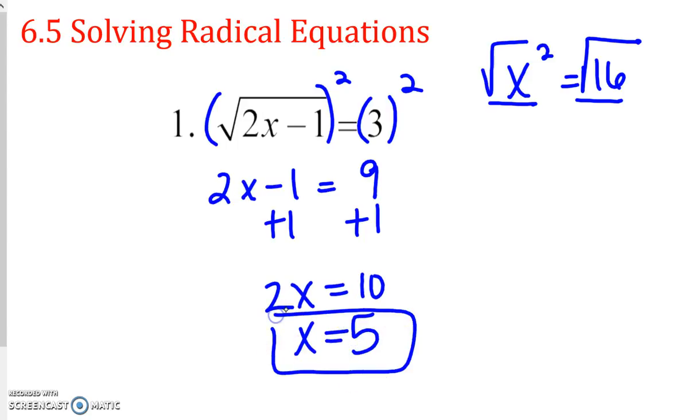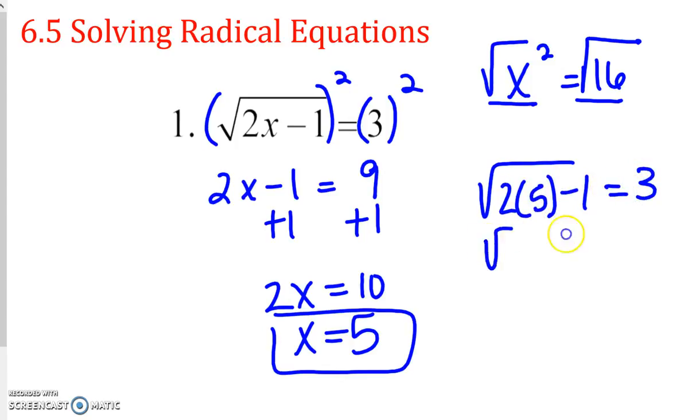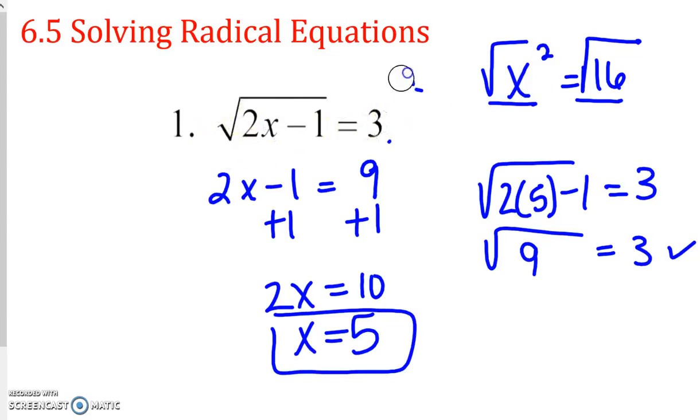Okay, the only thing you do want to do with the problem, as if you would any equation, is plug it back in. Is 2 times 5 minus 1 under the square root equal to 3? So 10 minus 1 is 9. Is the square root of 9 equal to 3? Check. The only other thing you want to do when you start the problem is to make sure that you don't have anything in front of the radical or added or subtracted to the radical. When you do these problems, you want to make sure the only thing you're doing is squaring a single radical on that side. So let's look at our next example.